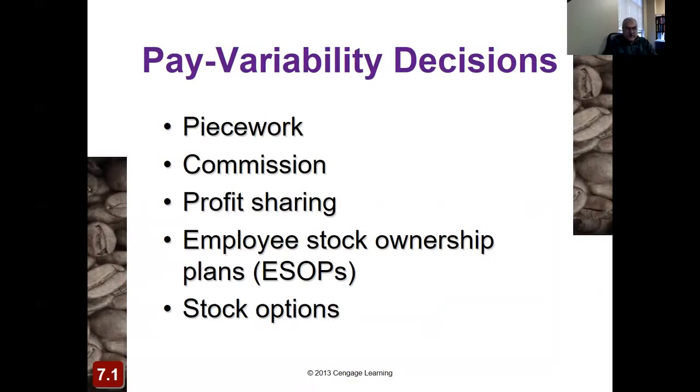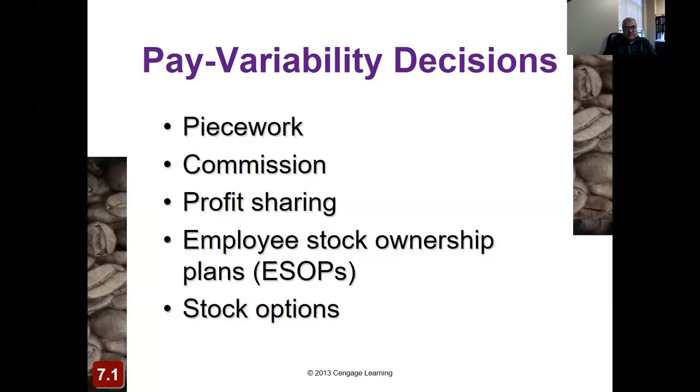Under piecework pay plans, employees are paid a set rate for each item produced up to some standard. Sales commissions is another kind of pay variability in which salespeople are paid a percentage of the purchase price of items they sell. The more they sell, the more they earn. Profit sharing is the payment of a portion of the organization's profit to employees over and above regular compensation. Employee stock ownership plans compensate employees by awarding them shares of the company's stock in addition to their regular compensation.